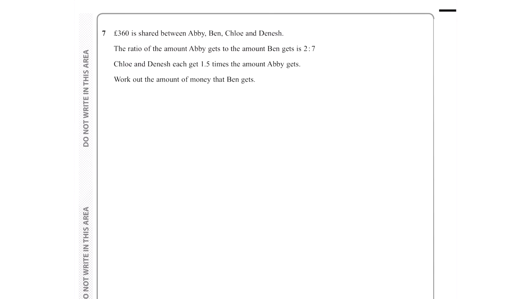Again, it seems like a complex problem, but let's start by listing out what we have. So it's shared between Abby, Ben, Chloe, and Dinesh. So that's from that line there. If I now look at the next line, it tells me the ratio of Abby to Ben is 2 to 7. Then it says Chloe and Dinesh get 1.5 times the amount Abby gets. So we know Abby gets 2. So if you do 2 times 1.5, that's going to be 3. So that's going to be 3, and that's going to be 3.